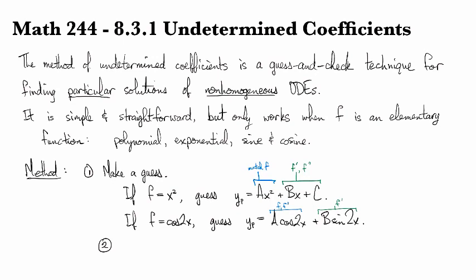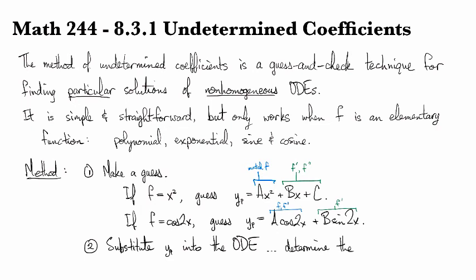So that's step 2. So once you've come up with some likely looking guess, then you substitute your guess yp into the ODE, and hopefully this will allow you to determine those undetermined coefficients. It's called guess and check because it doesn't always work. Sometimes you can run into bumps in the road, and so we'll see some examples of that and how to deal with it.